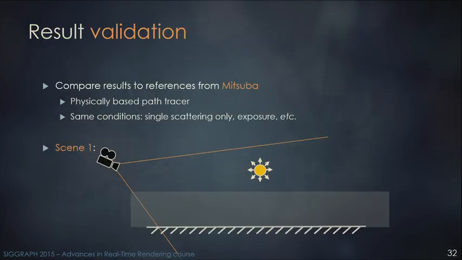So of course, because we went for physically based, we wanted to compare our results with a physically based path tracer to make sure that, okay, we are correct. So we compared against Mitsuba, with the same conditions, so single scattering only, same exposure and all that. The first thing I'm going to show you is a view of a plane with a thick layer of participating media, and the light will be first on top and then inside.